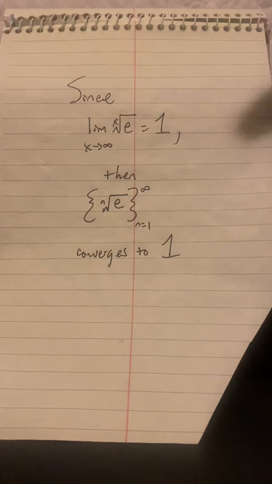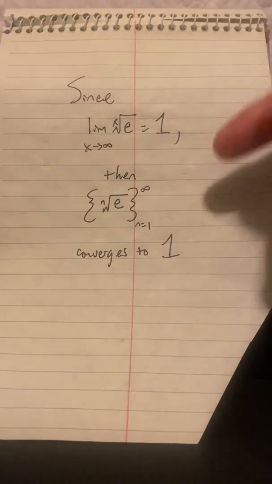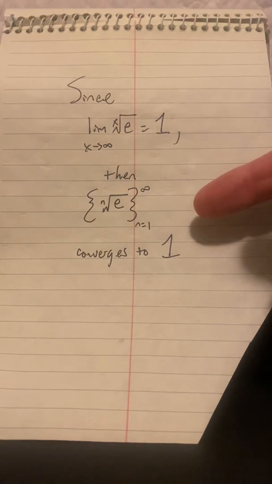So since the limit of this function is 1 as x goes to infinity, then we know the sequence from 1 to infinity converges to 1.